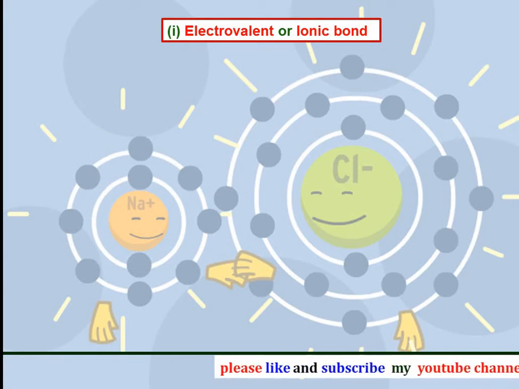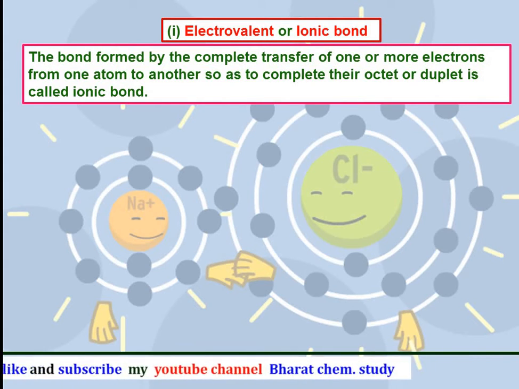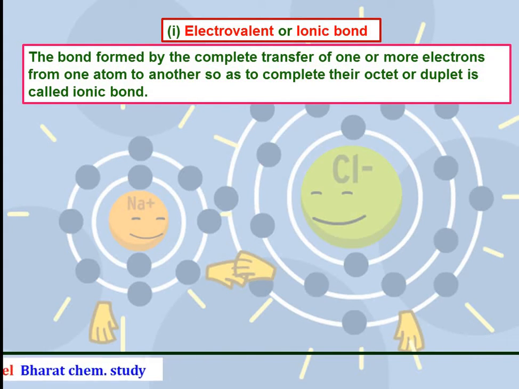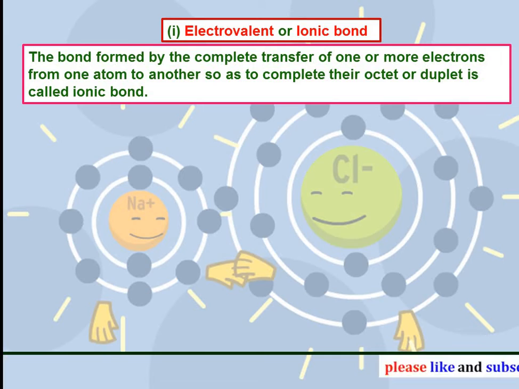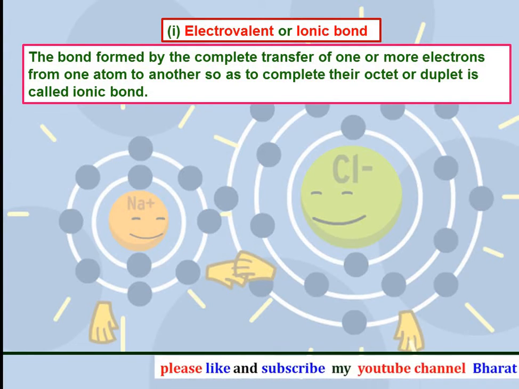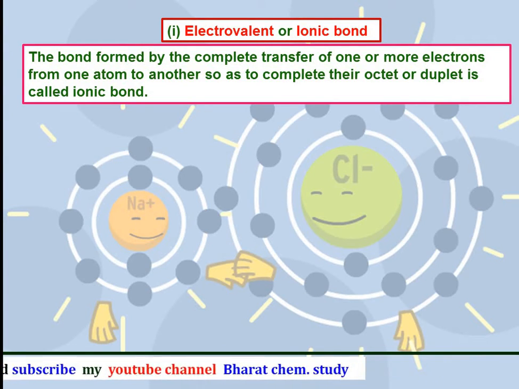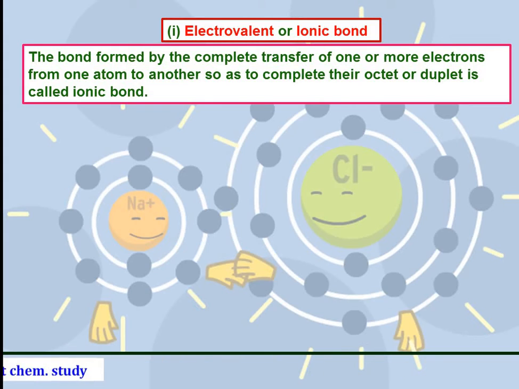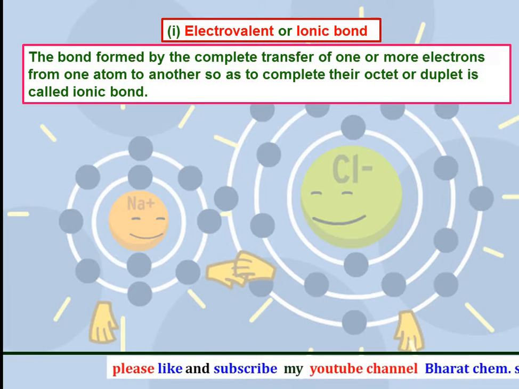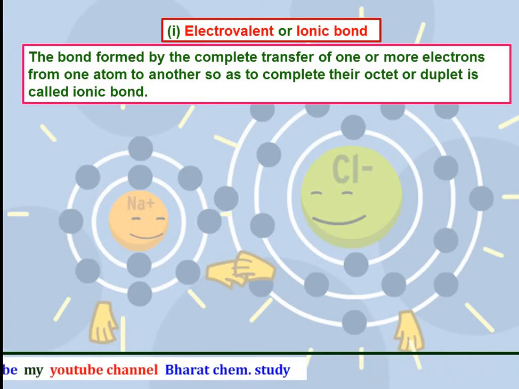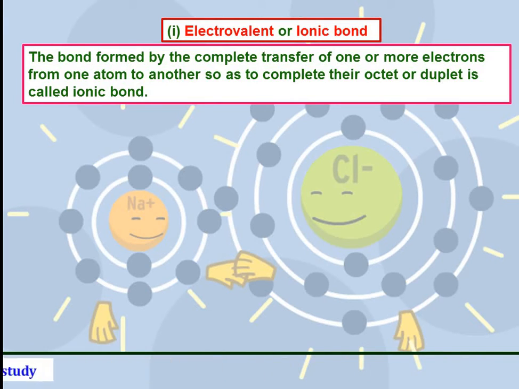Electrovalent or ionic bond: the bond formed by the complete transfer of one or more electrons from one atom to another, so as to complete their octet or duplet, is called ionic bond. Here the term complete transfer is very important, because once an atom transfers or loses its electron, it will never take that electron back. That's why the word complete transfer is used here.